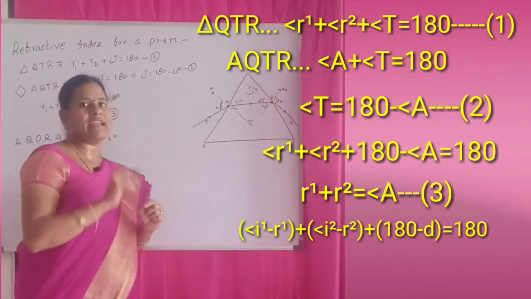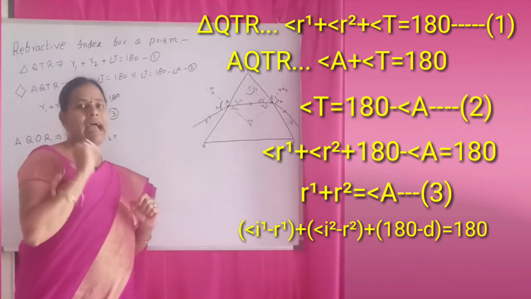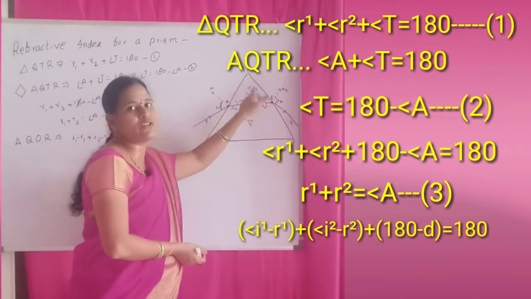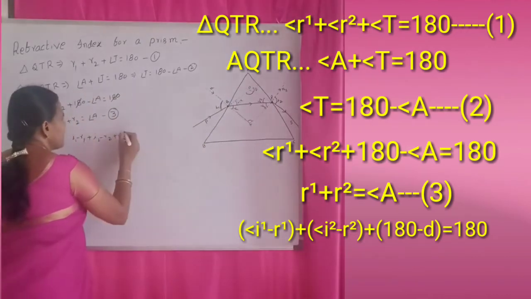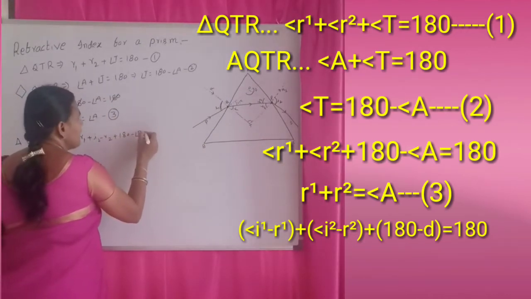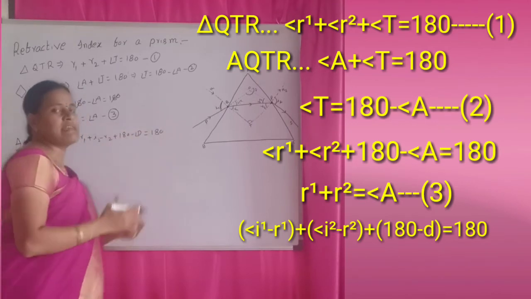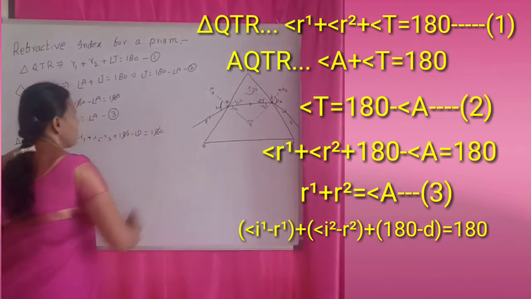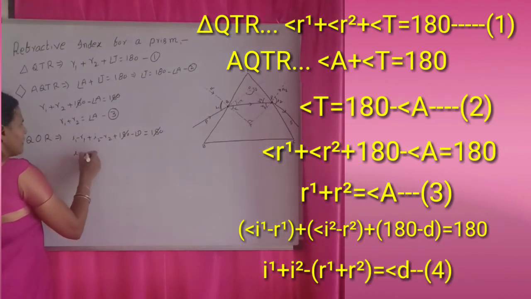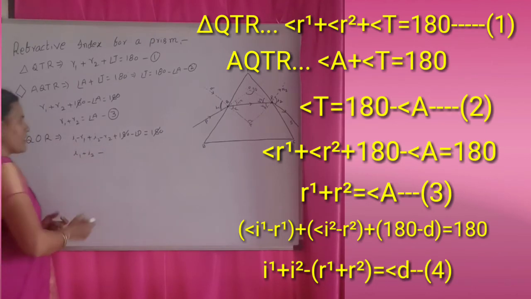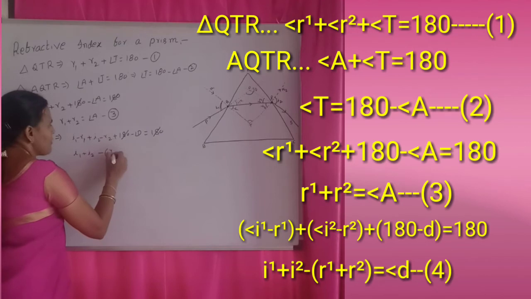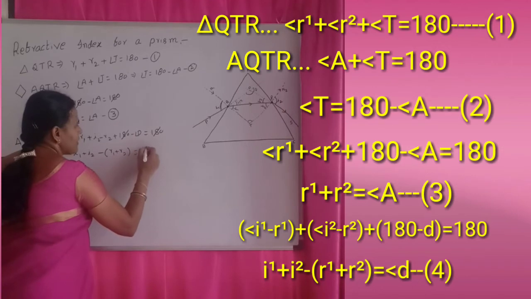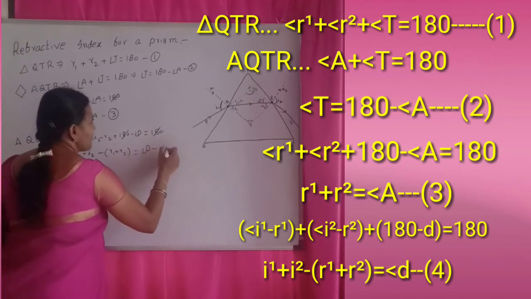Why? Because on a straight line, at any point, the angle is 180 degrees. So here some part is D. So the remaining part will come to 180 minus D. So here it is I1 minus R1 plus I2 minus R2 plus 180 minus angle D, equal to 180 degrees. Why? Because the sum of the three angles is equal to 180 degrees. In the same way 180 and 180 will be cancelled. Now take I1 plus I2 minus, when you take the common, R1 plus R2 in the bracket, R1 plus R2 minus D, I am taking as the right side, minus D. So taking this as the fourth equation.